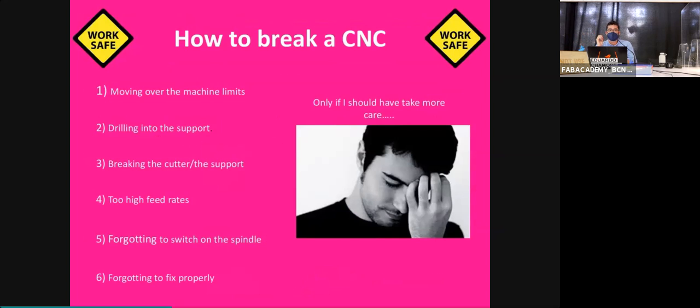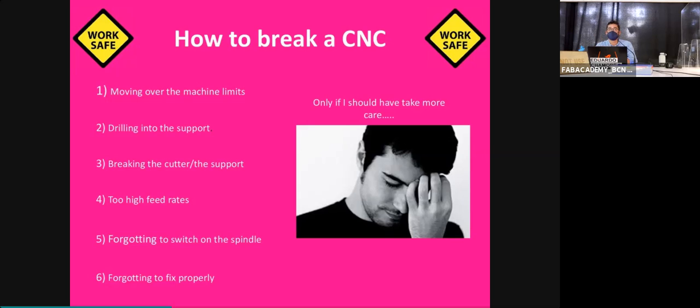Drilling the support. Be really careful when you set up the numbers. If you want to cut 50 millimeters, don't put 150. Sometimes you're in a hurry, you put the numbers, and you mismatch just one click. One click can mean an accident. So always double check all your numbers and settings.